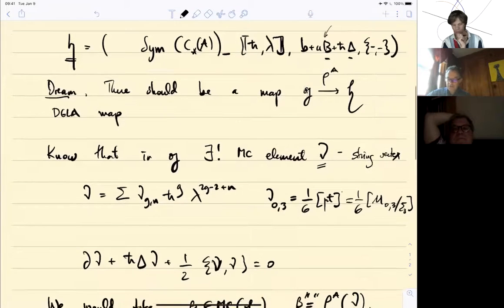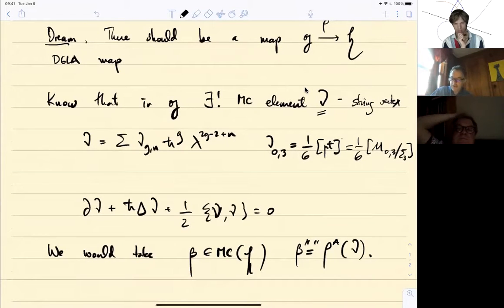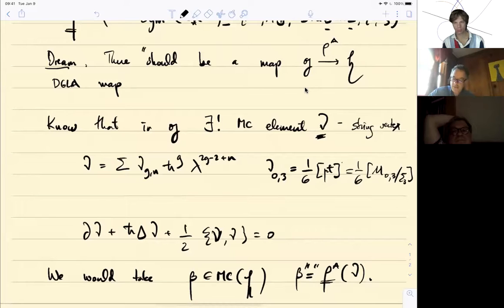So the troubles with this are two. One is that V cannot be computed explicitly so far. And secondly, that we cannot calculate rho A of V because this map rho A is not really defined. So today we're going to begin by trying to figure out a way to go around this problem.